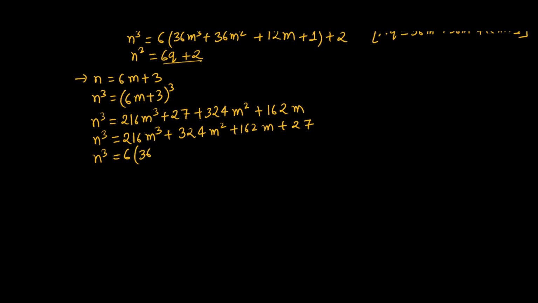So 36 m cube plus 54 m square plus 27 m, and this we can write as 24 plus 3. So we will take 4 common and we will add 3.